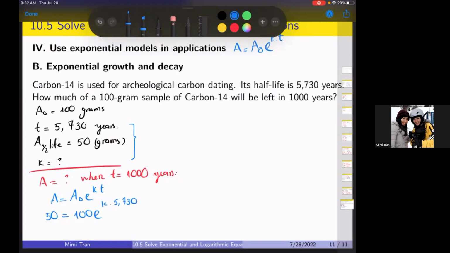What do you think the next step I'm going to do? Divide both sides by 100. Right, I need e all by itself before I take ln.